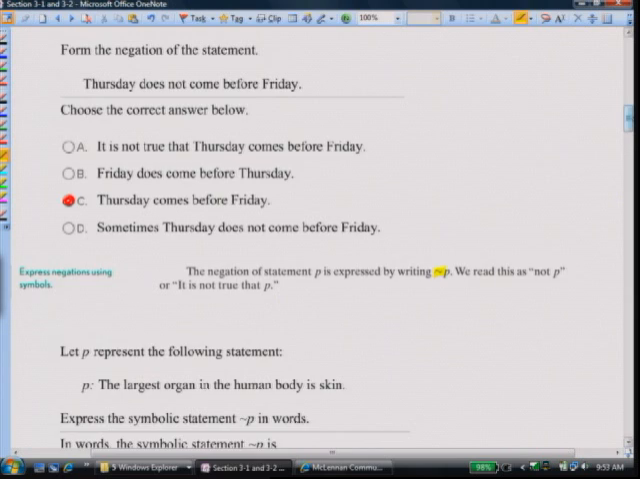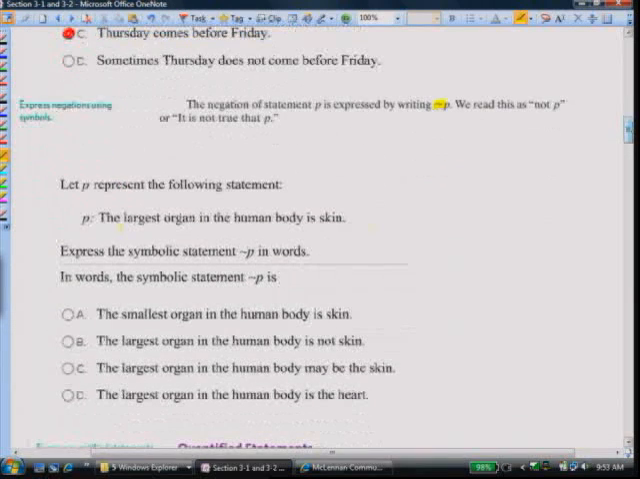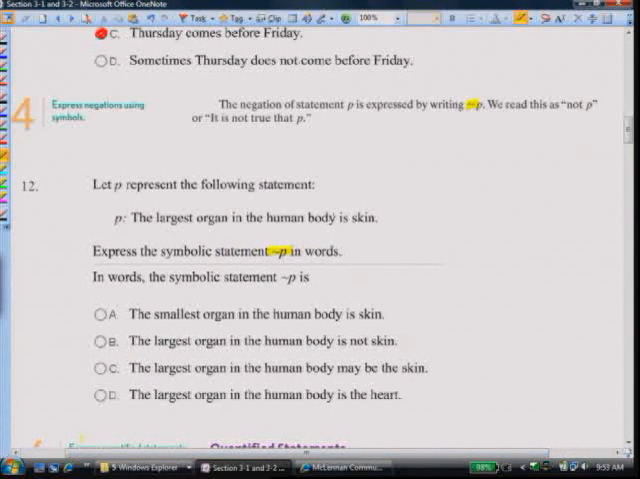So if P represents the following statement, the largest organ in the human body is skin, and you're asked to express the symbol not P in words, that notation means I want you to negate that statement. So what would that be? Right, the largest organ in the human body is not skin, which is B. So that's like number 12 on your assignment.